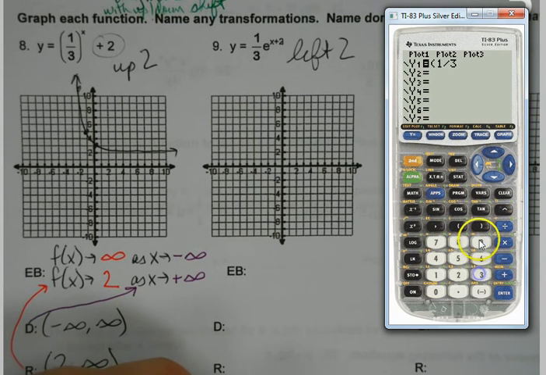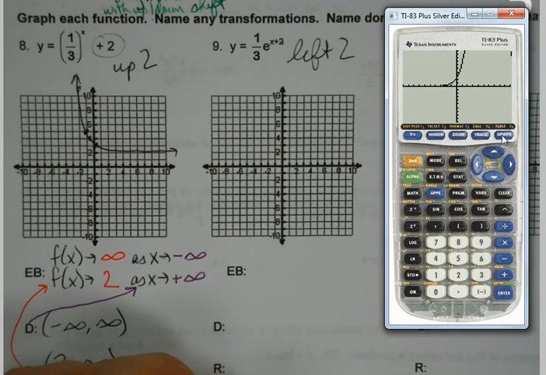So 1/3, again, fractions just naturally go in parentheses. It's just the right thing to do. To get my e, remember, it's second in ln, second in natural log, because they're inverses, so they share the same button. And then x + 2. So let's take a look at the graph first. Oops, Harty did something wrong. Oh, I used a division sign instead of closing my parenthesis.